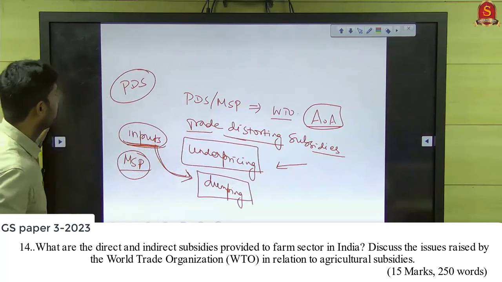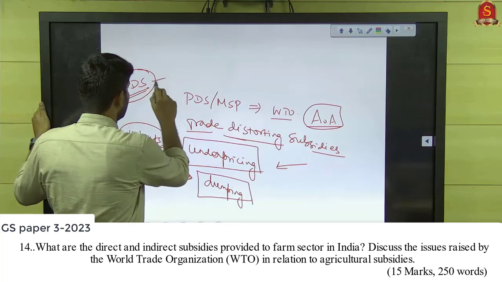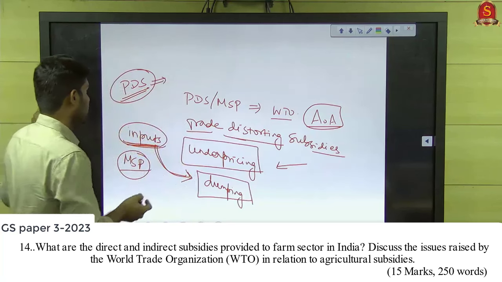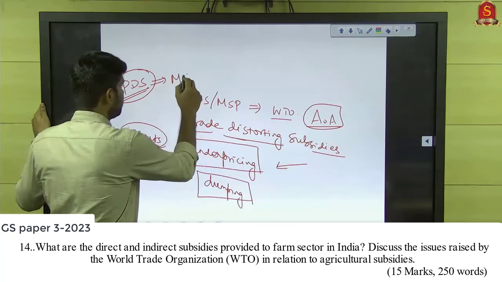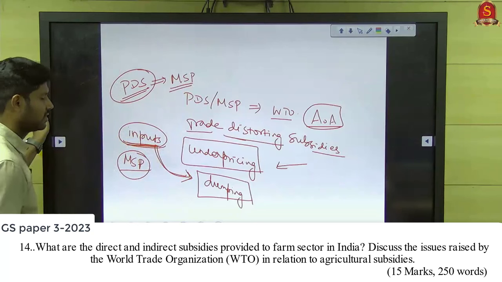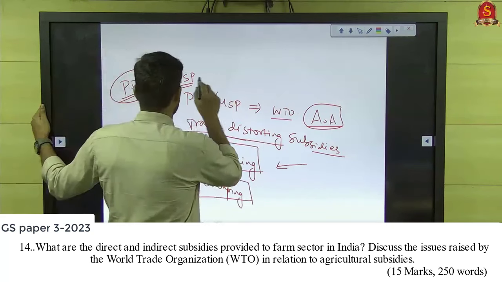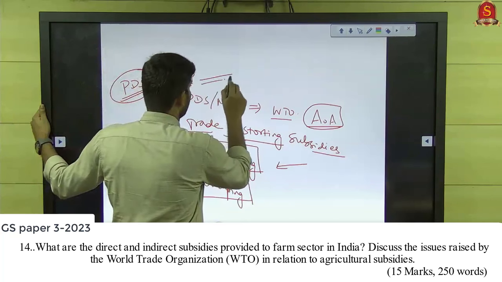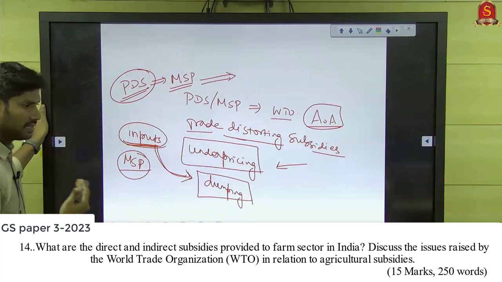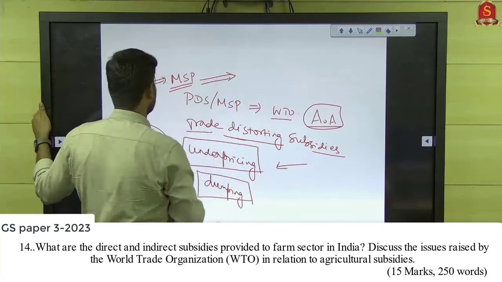One more criticism by the developed countries. In the PDS system, we procure food grains from the farmers at the rate of MSP, minimum support price. Actually, we have excess stock in our buffer stock. So after meeting our food security demand, we export these food grains to other countries, especially the European countries and the African countries, at a cheaper price. This is the main criticism by the developed countries.